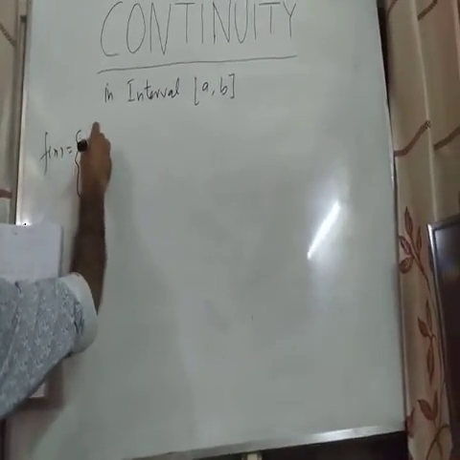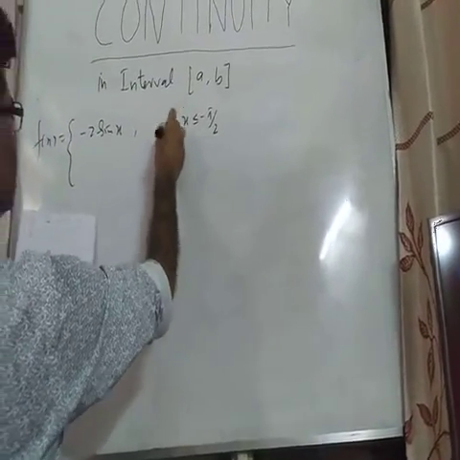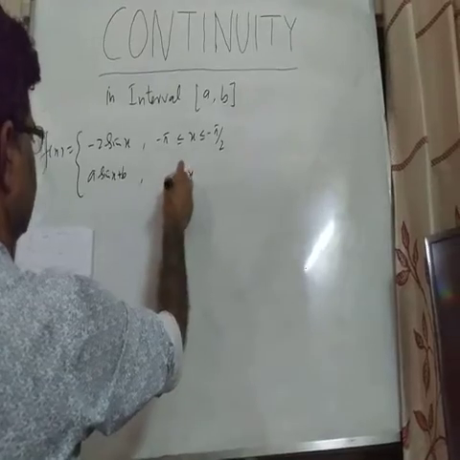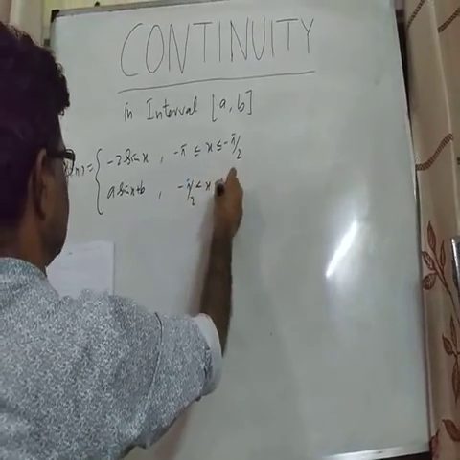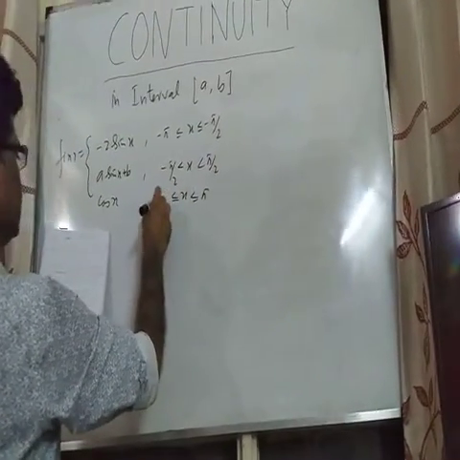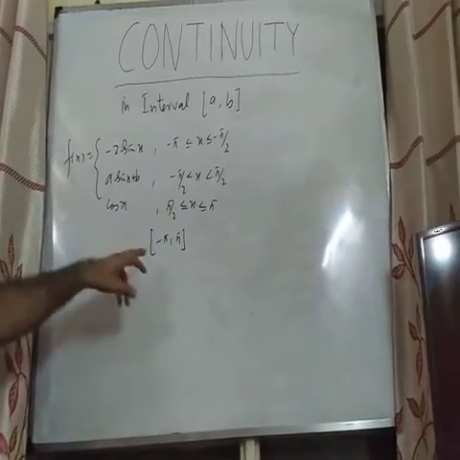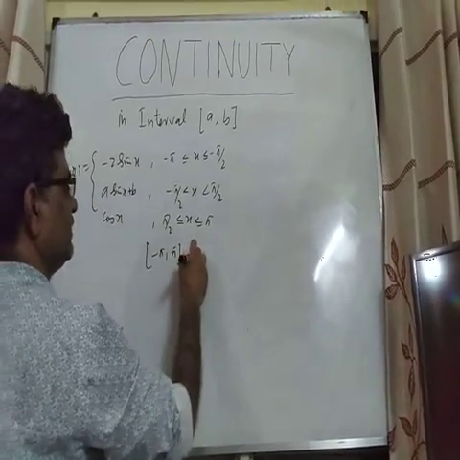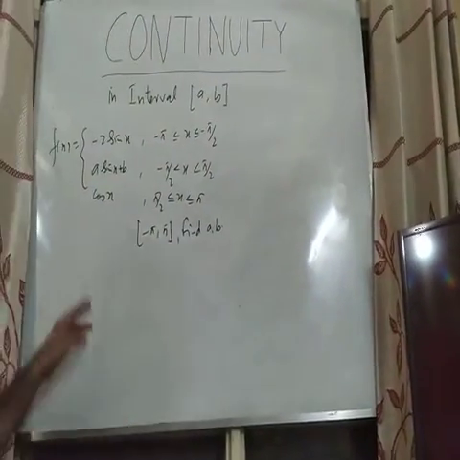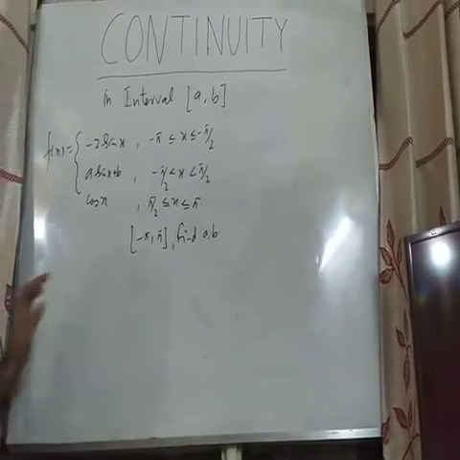f(x) equals minus twice sin x when x lies between minus pi to minus pi by 2. It is a sin x plus b when x lies between minus pi by 2 to pi by 2, and it is cos x when x is less than or equal to pi and greater than or equal to pi by 2. We have to check the continuity. If the function is continuous in the interval minus pi to pi, then find a and b. So in the question it is given that the function is continuous in the interval minus pi to pi. We have to find out the values of a and b.